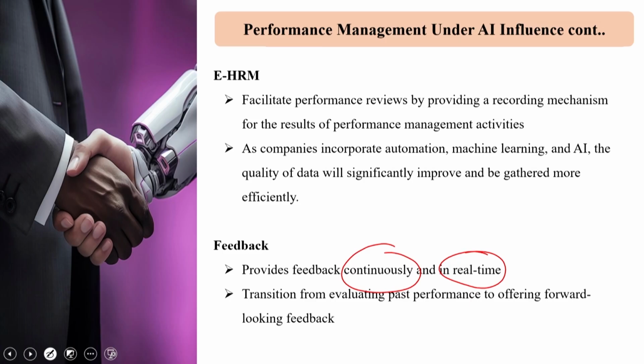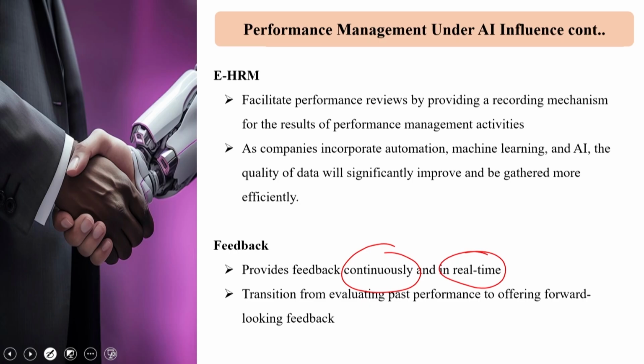And when you look into the transition from evaluating past performance to offering forward-looking feedback, that can be effectively supported by AI tools. An AI platform can typically, if you ask me, deliver ongoing feedback and real-time performance evaluations, which helps employees understand how their efforts contribute to achieving organizational goals. So basically, organizations which have employed AI platforms in their performance management system can actually objectively say how employee efforts are contributing to achieve organizational goals.